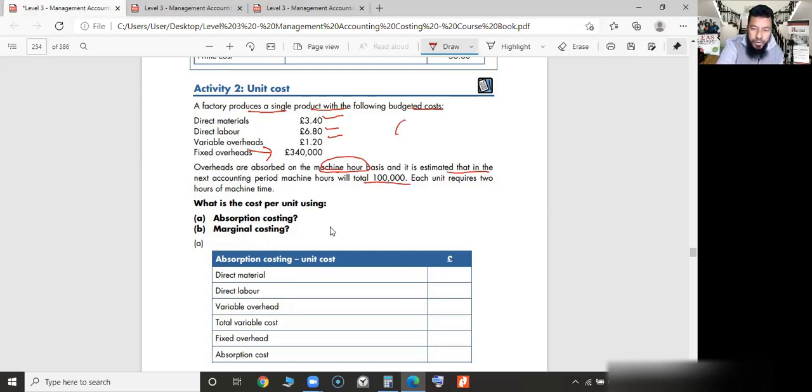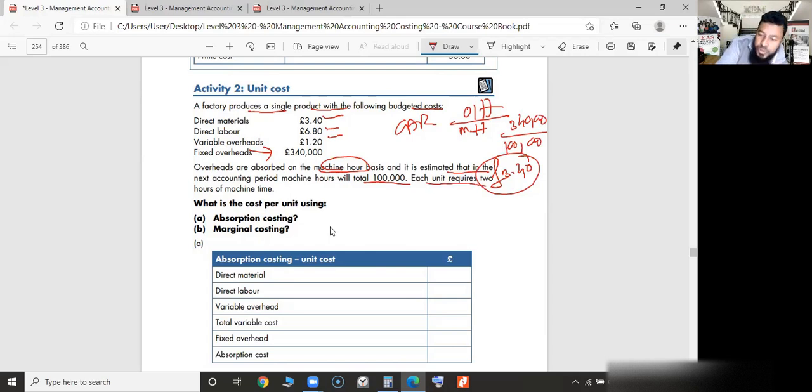It's better to do our OAR straight away, whether needed or not. OAR is overhead over machine hours. So what is the overhead? 340,000 over 100,000. I'm going to get 3.4. I do very little mental maths, but if it's very easy, I don't mind. Each unit requires 2 machine hours. If you multiply by 2, 6.8 is your overhead per unit. Overhead absorption, fixed cost basically.